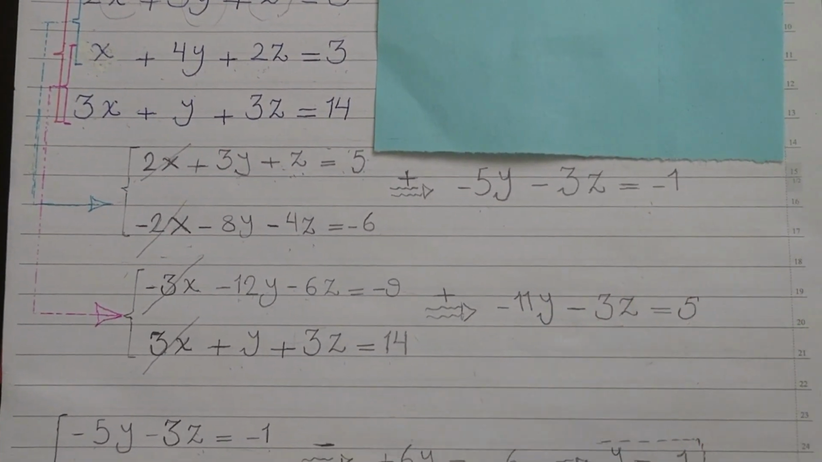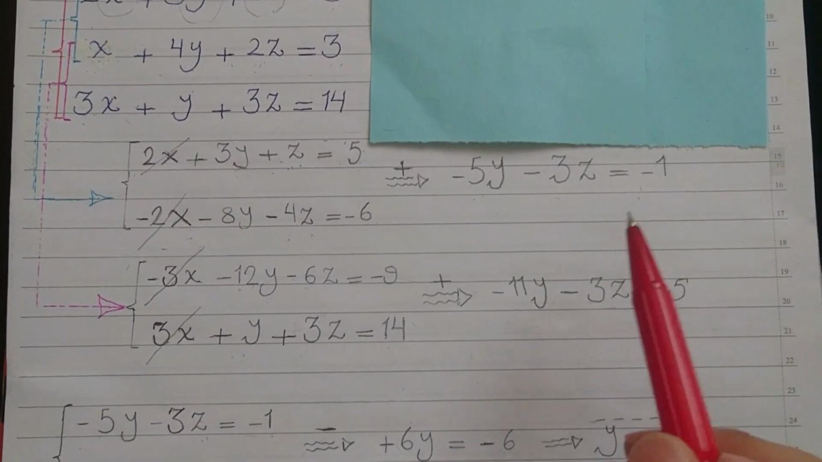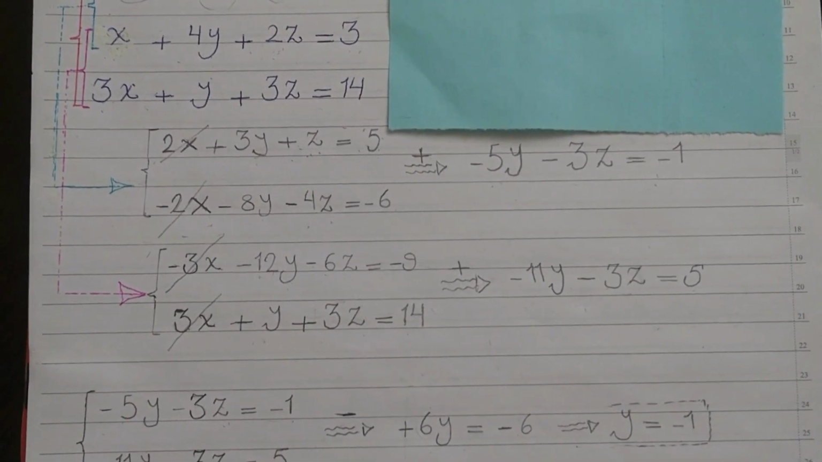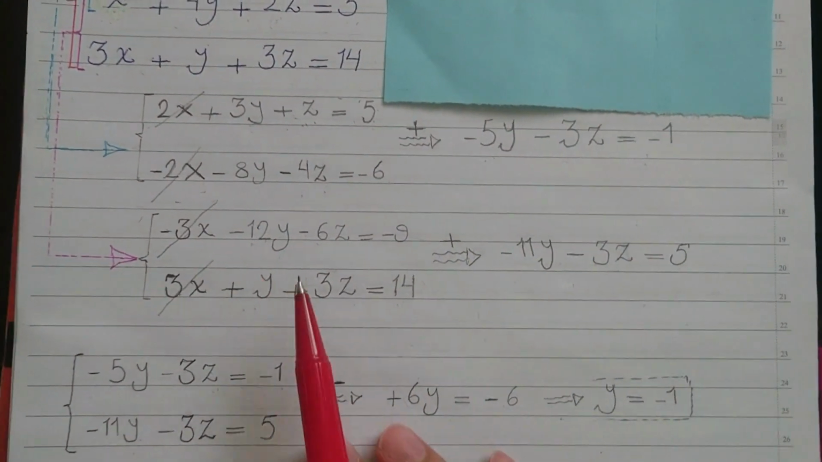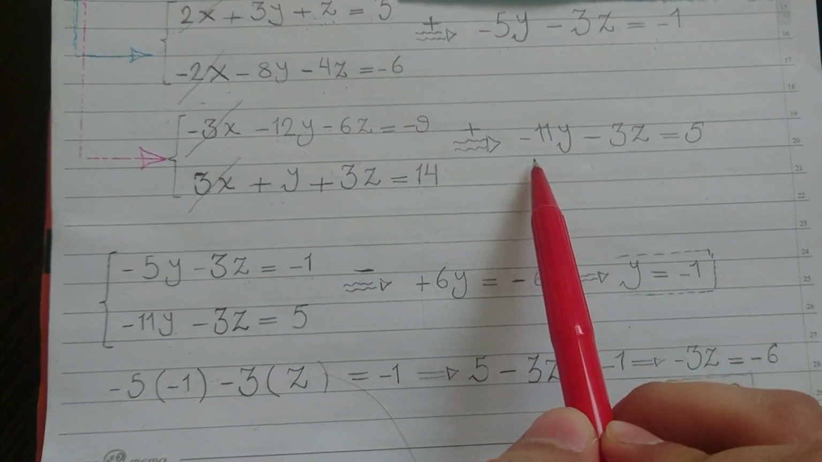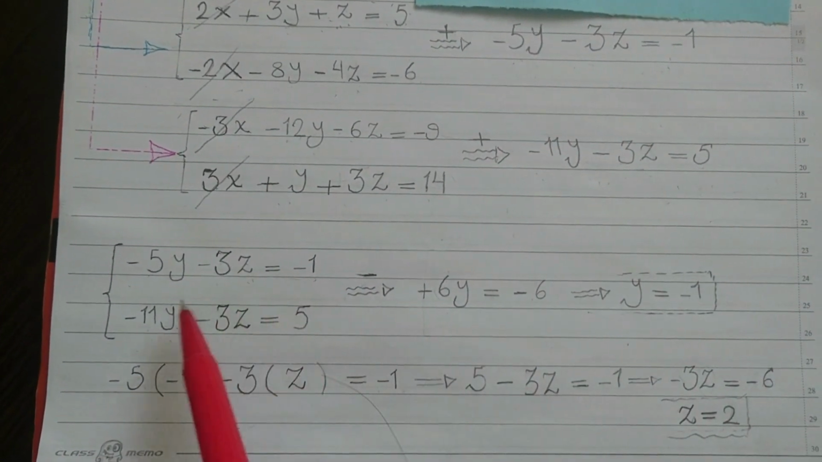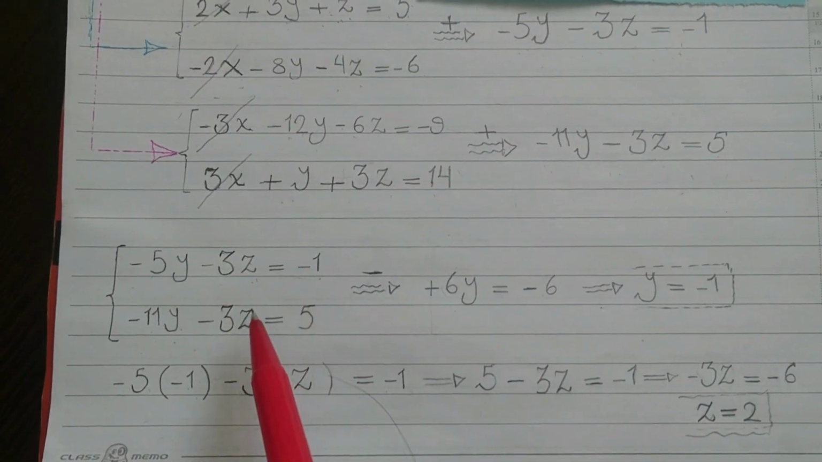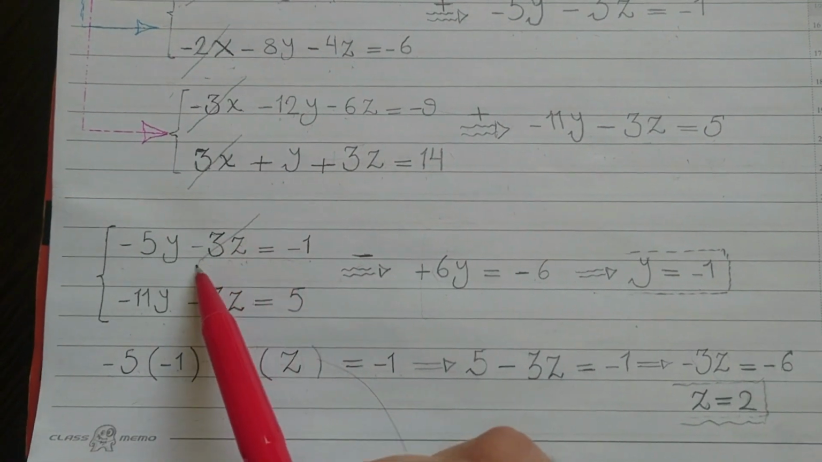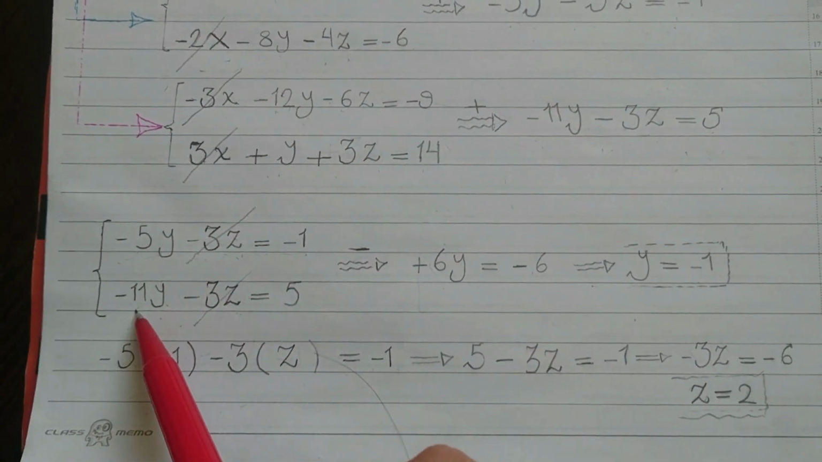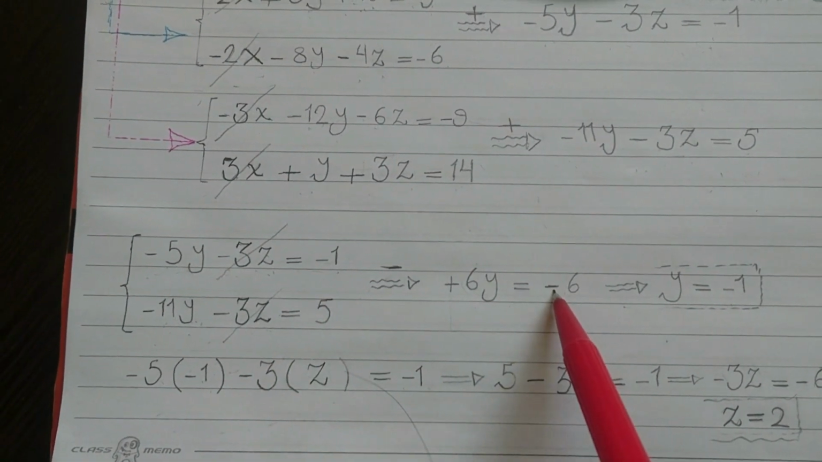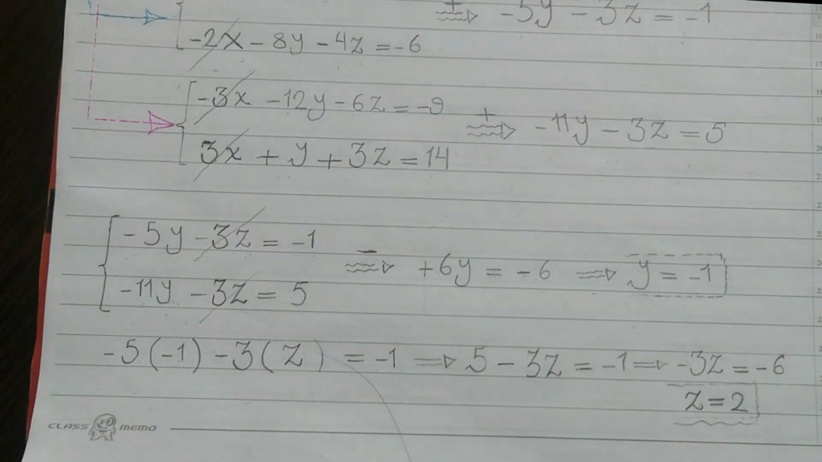So as can be seen, now we're down to two equations with just two variables, and we already know how to solve two equations with two variables. So let's do it and find the variables y and z. Our equations are -5y -3z equals -1, and -11y -3z equals 5. We're going to subtract these equations because here we have negative 3z and here negative 3z, and if we subtract these, the variable z will be cancelled. Negative 5y minus negative 11y is overall positive 6y, equals negative 1 minus 5, overall negative 6. And from here y is going to be negative 1.